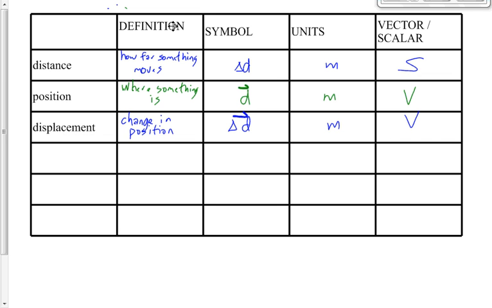We didn't pay any attention whatsoever to which direction I went, right? Because distance is a scalar. I walked 5, I walked 2, doesn't matter which direction. My total distance traveled was 7.